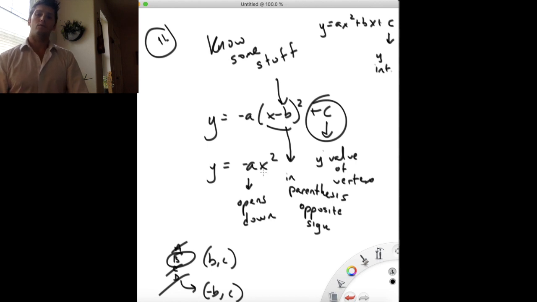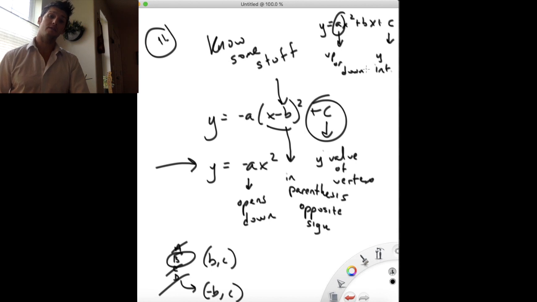So, just to be clear, what I was saying down here opens downward. That applies up here as well. This A shows us if it opens up or down, and it has to do with the sign. It's the stuff in parentheses that's always the opposite of what you think it is in terms of sign. The stuff outside of parentheses is always pretty standard and normal. Okay.